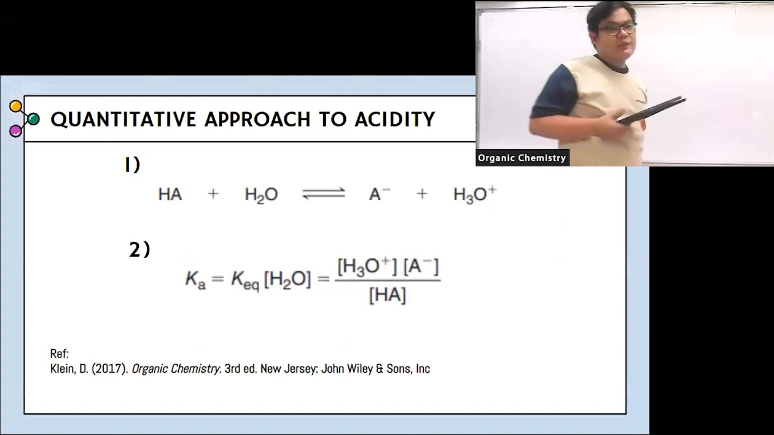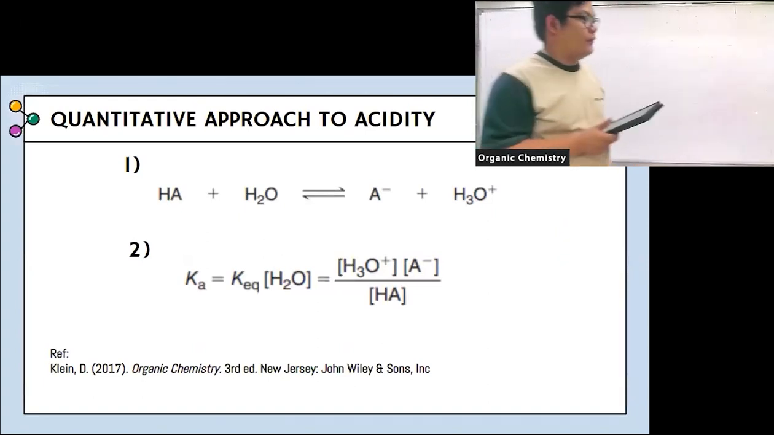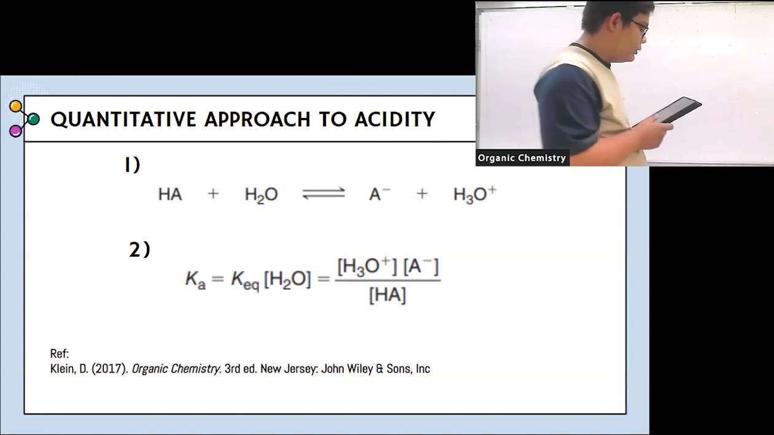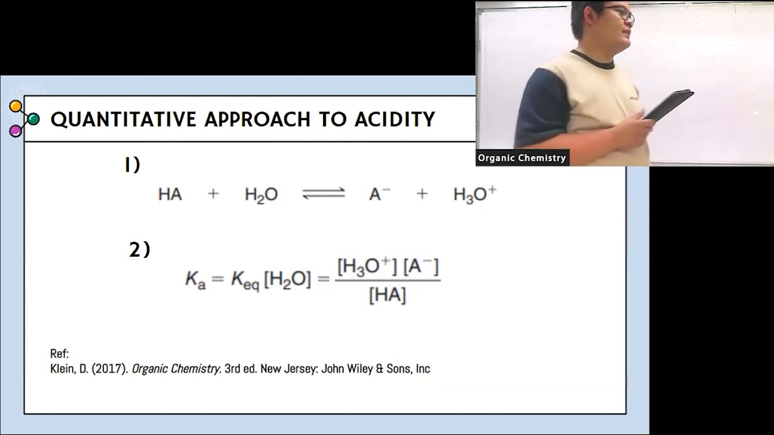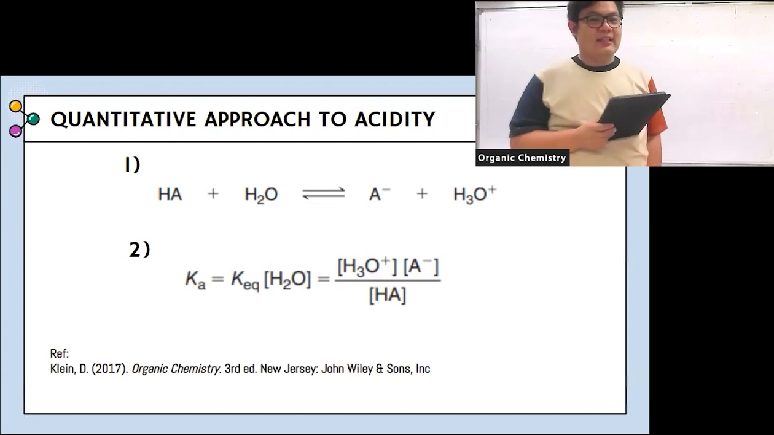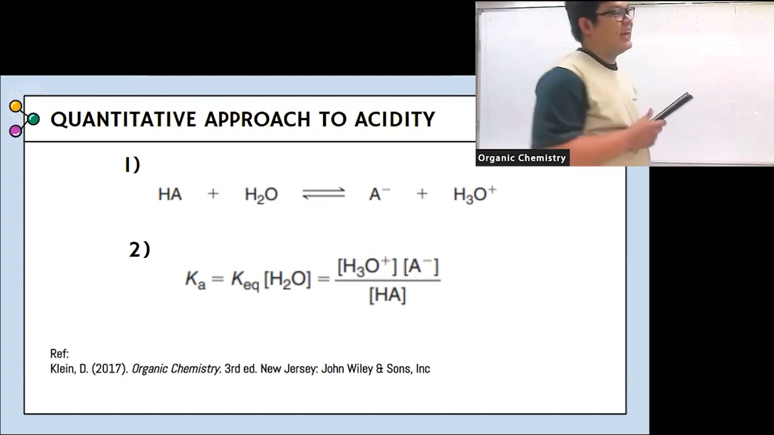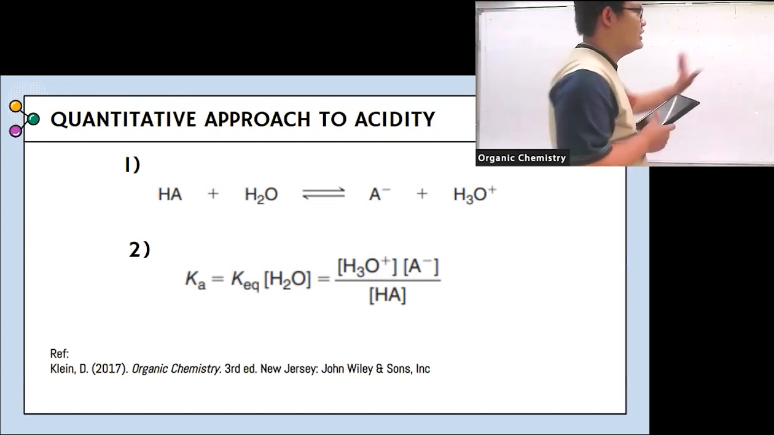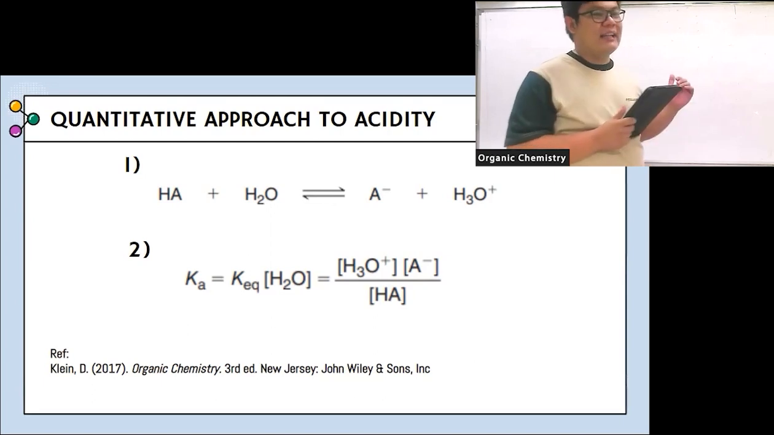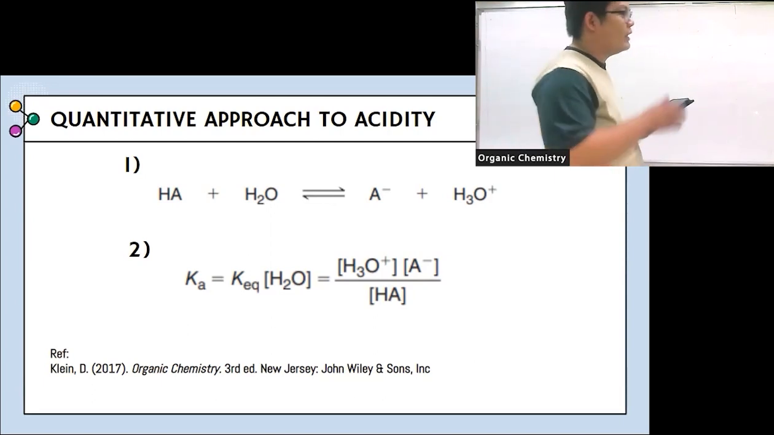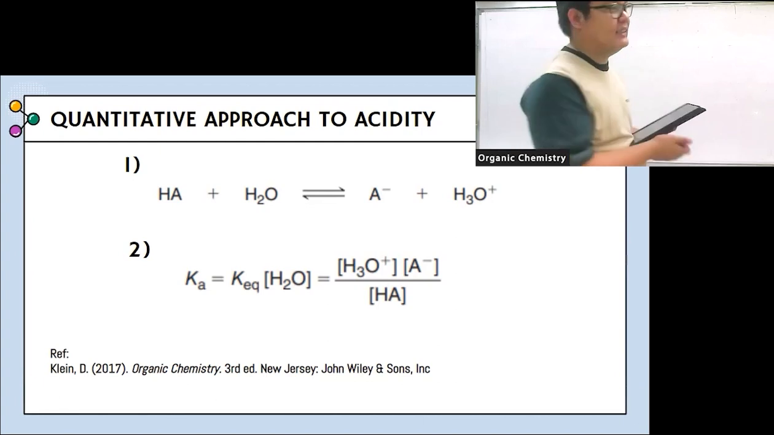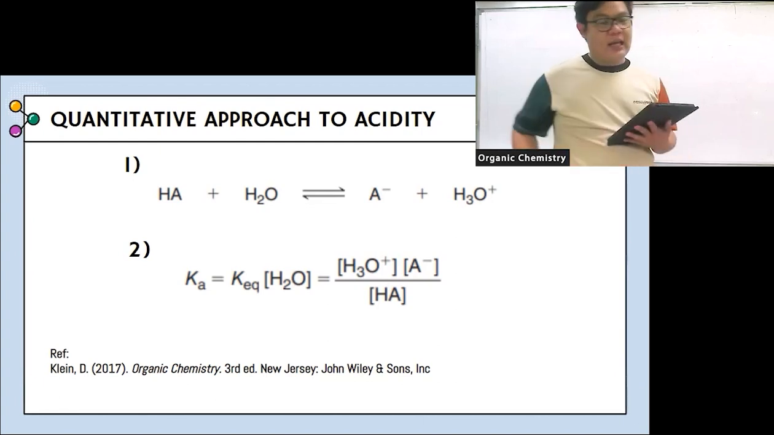Okay, let's now proceed to the second part of our lecture. So in this part, we will have first a quantitative approach to acidity. Kailangan nyo itong maintindihan, kahit hindi yung calculation, kahit yung equations lang, kailangan nyo siya maintindihan para later on, pag nag-move forward tayo sa mga factors affecting acid and base stability and strength, para maintindihan natin siya lalo.